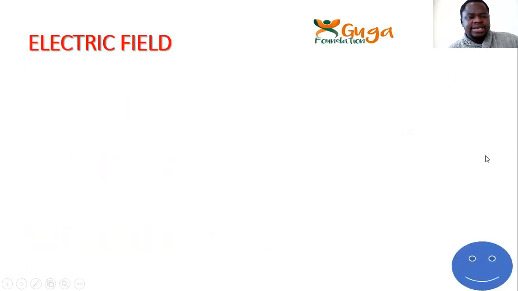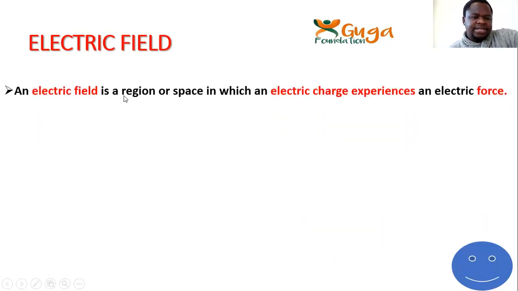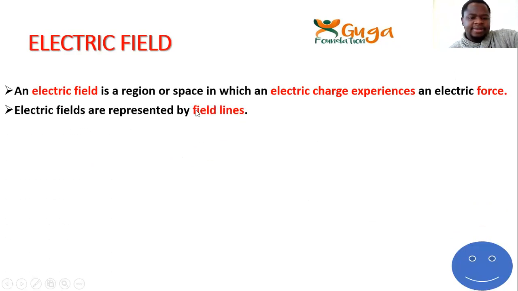So let's look at the electric field. An electric field is a region or a space in which an electric charge experiences an electric force. Electric fields are represented by field lines. Electric field is also a vector quantity, meaning that it's got magnitude and a direction.